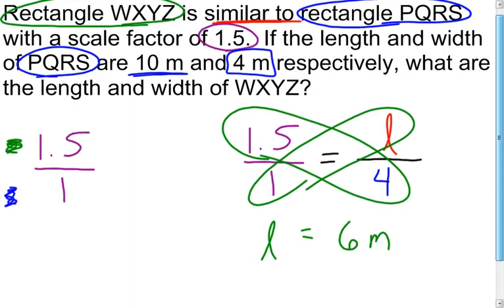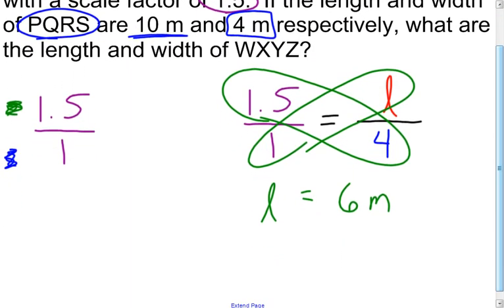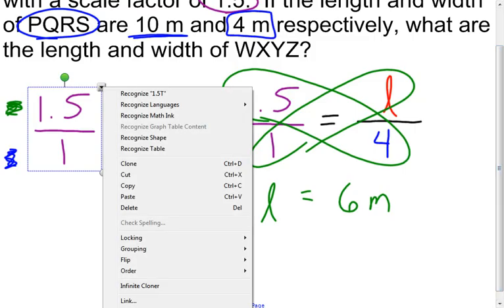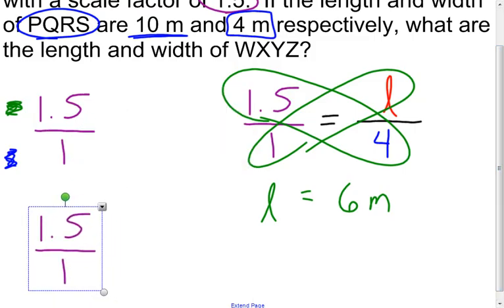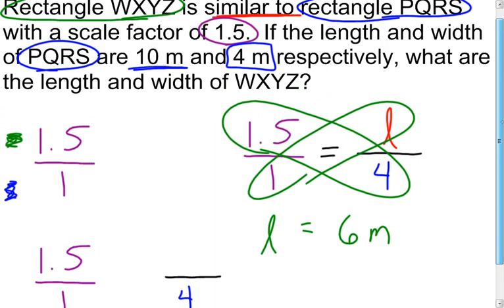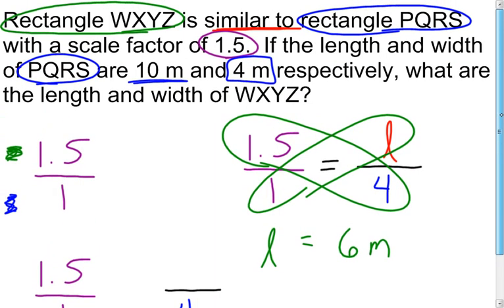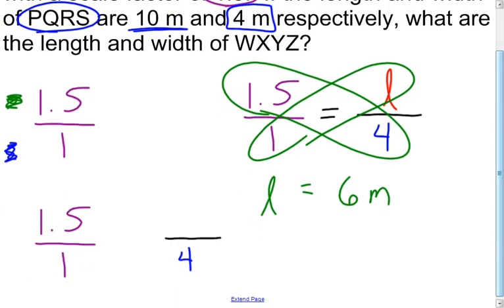Now I can do the same thing with dealing with the width. I can use this scale factor again, clone it, and I can set up a proportion for this one. Now this time I know that my width is 4 meters for the blue one, or rectangle PQRS. And I'm looking for the width of that rectangle. We know that these ratios have to be equal. Solve my proportion.